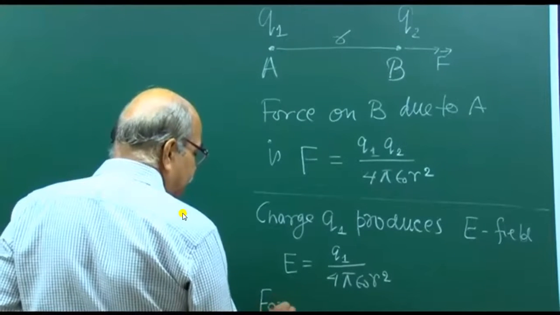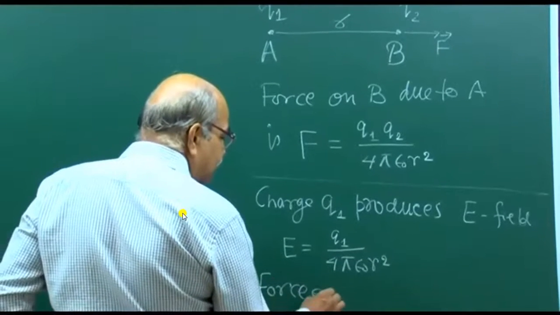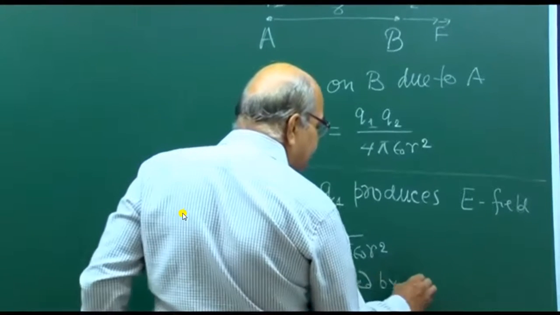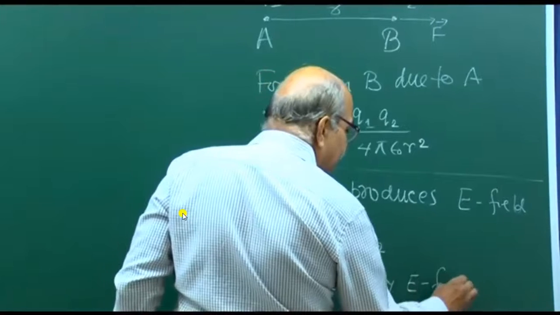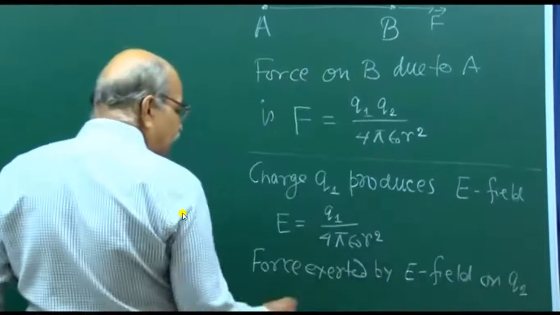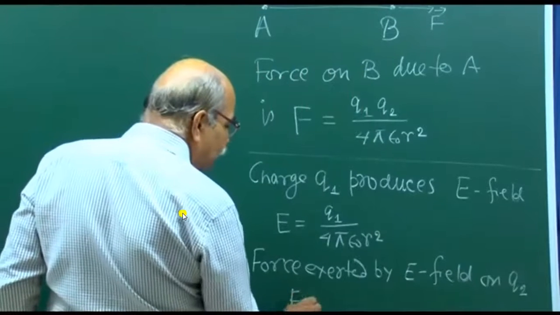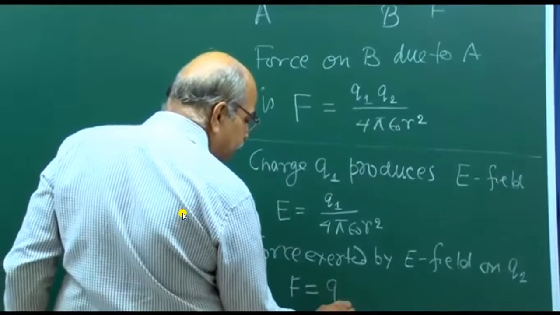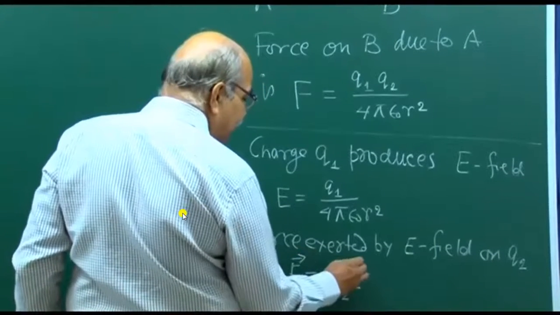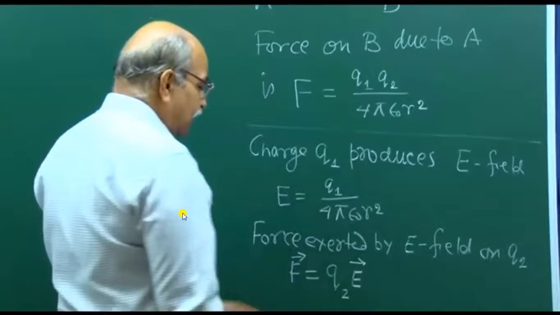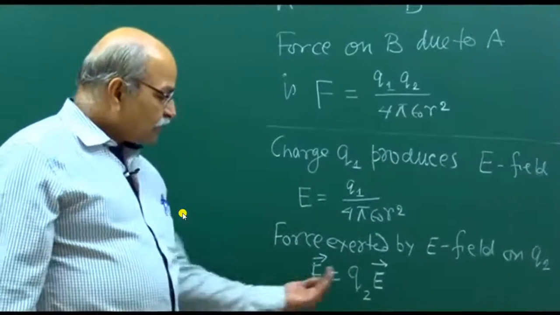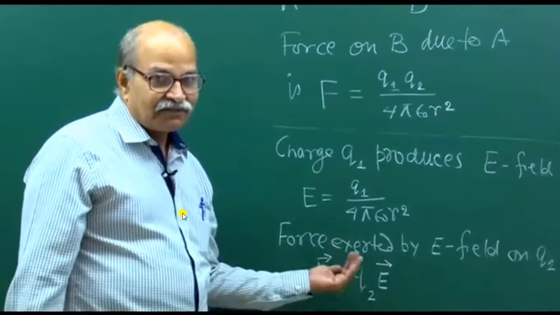Force exerted by electric field on Q2, and that force is given by Q2 times E. That force is in the same direction as E if Q2 is positive, and if Q2 is negative, then the force will be opposite to the direction of the electric field.